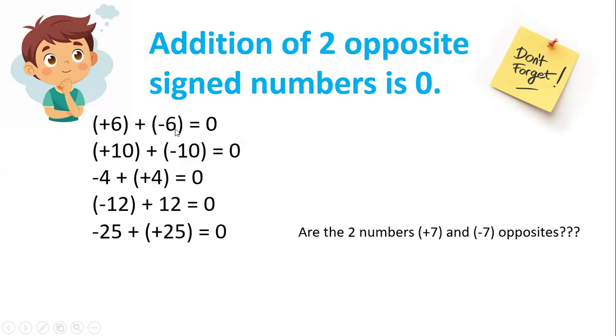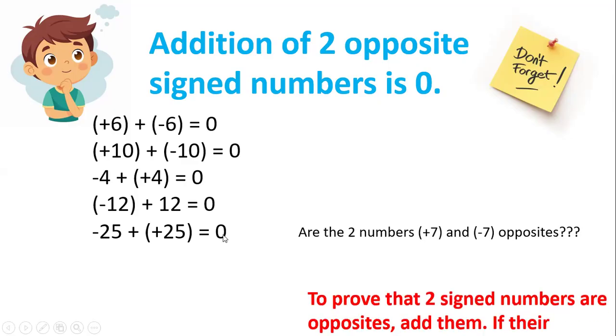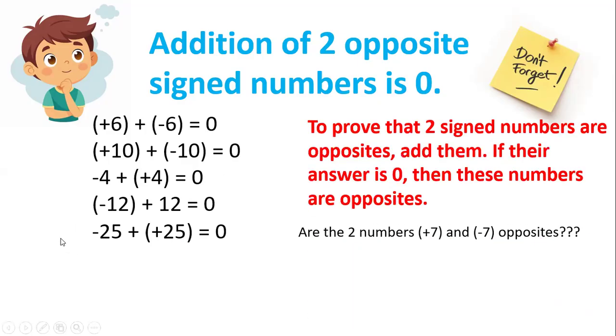Positive 6 plus negative 6 is 0, since these are opposite numbers. Plus 10 plus minus 10 is 0. Minus 4 plus positive 4 is 0. Negative 12 plus 12 is 0. Negative 25 plus positive 25 is 0. Now, to prove that two signed numbers are opposites, we add them. Whenever you are asked to prove that two numbers are opposite, add these numbers. If their answer is 0, then these numbers are opposites.